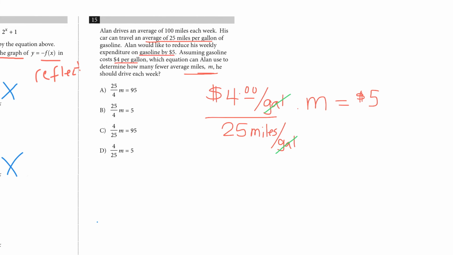This is how many fewer miles, M. So miles will cancel out, and he's going to get 5. So is there an answer that looks like 4 over 25 times M is equal to 5? Well, it looks like answer D is the answer that we're looking for. And that was the answer here.